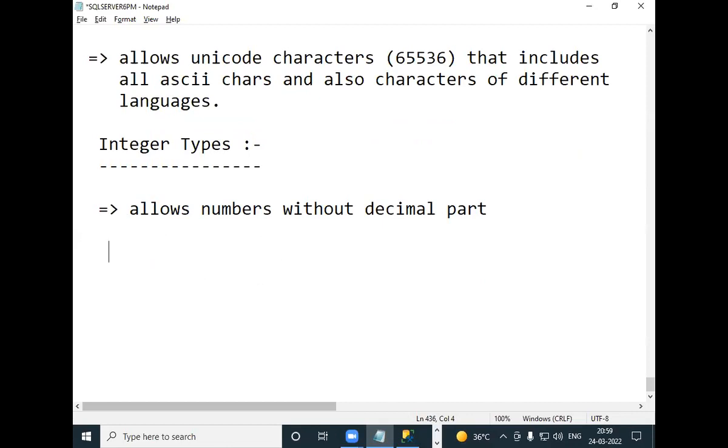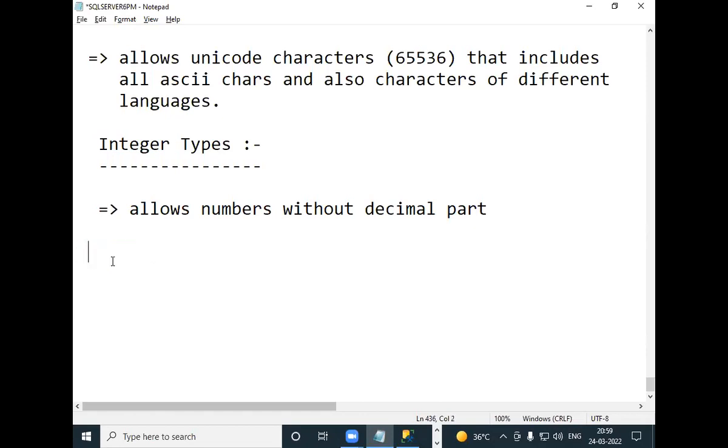Like 100, and 100.50. What is 100? A number without decimal. This is a number with decimal. Numbers without decimal are called integers. Numbers with decimal point are called floats. First we'll see integer, next we'll see float.